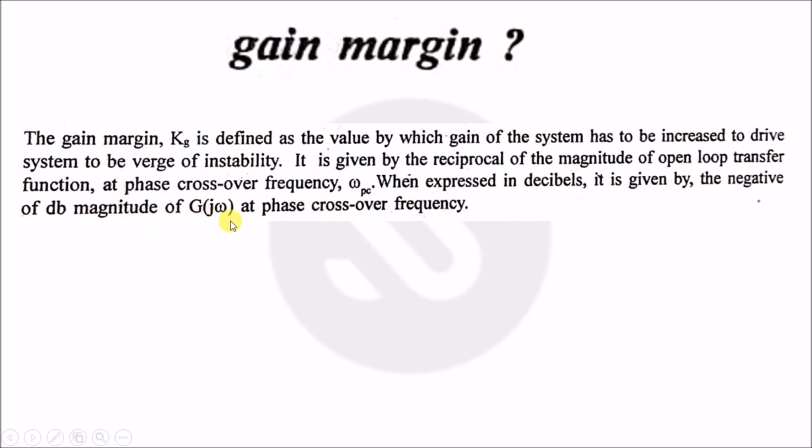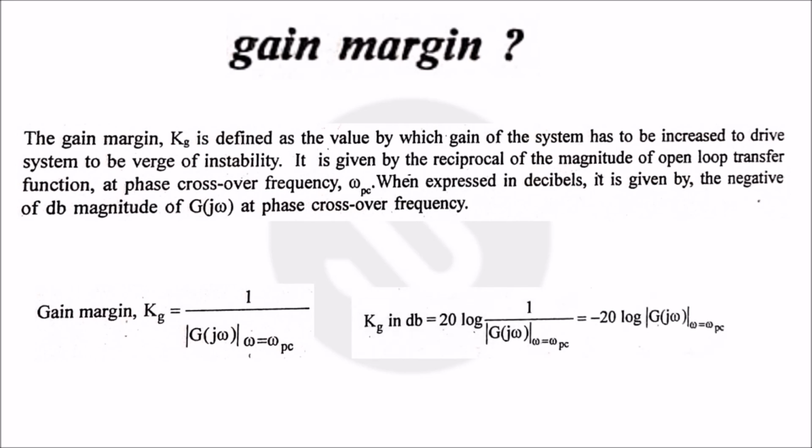So when expressed in dB, अगर इसको डेसिबल में हम एक्सप्रेस करेंगे, it is given by the negative of dB magnitude of G of j omega at phase crossover frequency. So we can write the gain margin Kg equal to the reciprocal of the magnitude of G of j omega, but here omega is equal to phase crossover frequency. And if you represent it in decibel, we can write minus 20 log of this value. Why minus? Minus means it can be gain. Okay, so that is why this is minus.